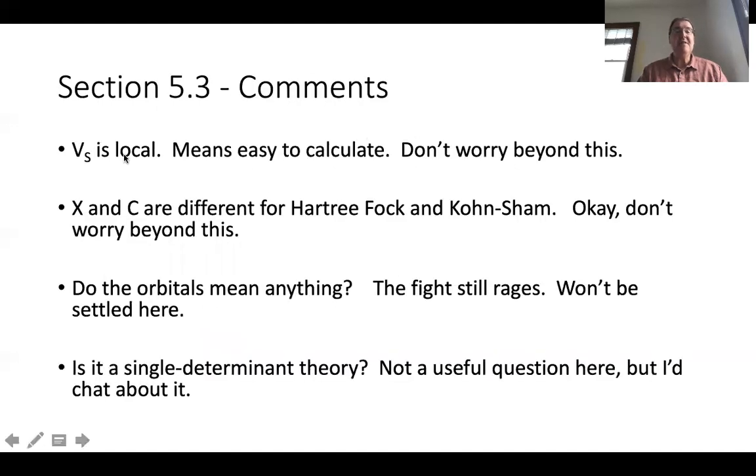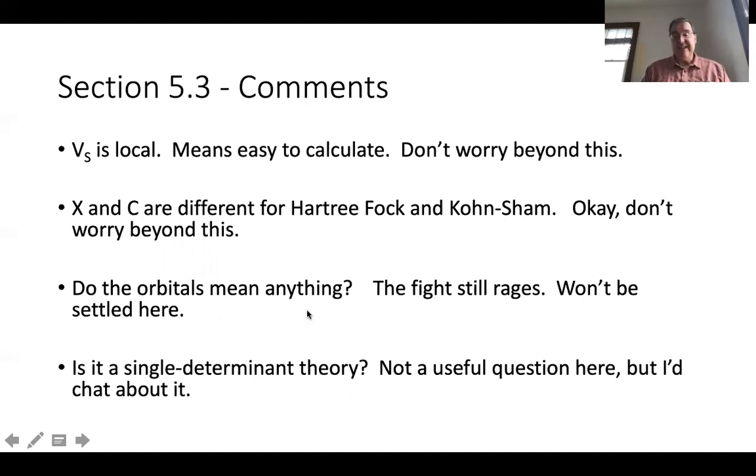Okay, so here's some other comments. VS is local. It means it's really easy to calculate. It only depends on where you are. I wouldn't worry much beyond this, but it just says that's really easy. Unlike the exchange interaction, which requires an integral over your orbital over all space. X and C are different for Hartree-Fock and Kohn-Sham. In part, X, because the orbitals are different. Correlation, because since the orbitals are different, there's slightly different definitions for correlations. I wouldn't worry beyond this point.